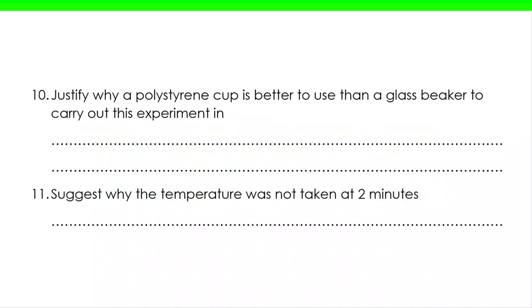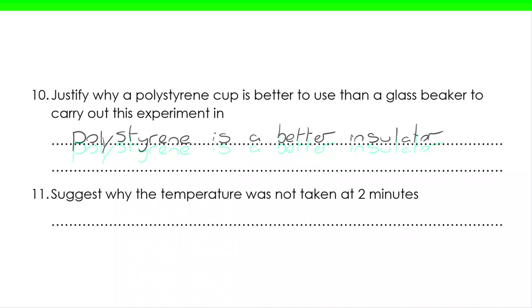So when we're talking about measuring temperature, why is a polystyrene cup better to use than a glass beaker? Remember, we used a glass beaker to support the polystyrene cup. But the polystyrene cup has an integral role within this. And the reason is that polystyrene is a better insulator. It prevents heat loss to the wider surroundings. Because if I'm measuring the temperature of the solution where the reaction is taking place, if that heat is being lost to the air that surrounds it, we're not going to get a reliable temperature measurement. So we use polystyrene for that reason.